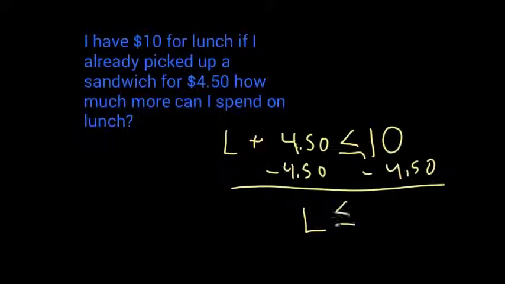So I get L is less than or equal to, and I got to do my subtraction here, so I'm going to borrow. So I get $5.50. So I have to spend $5.50 or less. I can spend exactly $5.50. I would have no money left over, but I can't spend more than that. I have to spend either $5.50 or less.